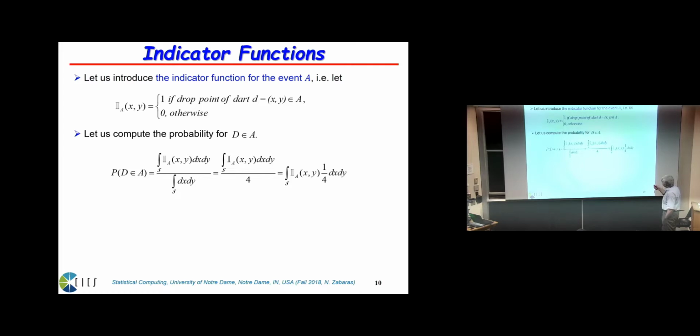And to make life easy, you know what's 1 over 4? Because the square is 2 by 2, so what's 1 over 4? And I'm doing this experiment uniformly. So what is 1 over 4? It's the uniform distribution for x and y over the square. Right? 1 over 2 times 1 over 2. So what is then this integral?